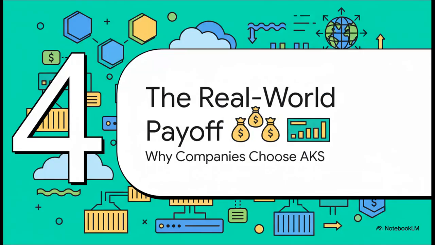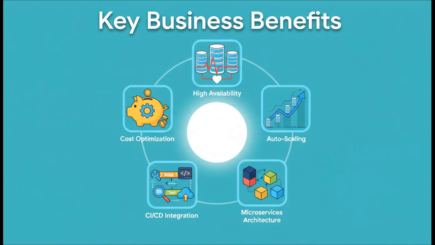So we've covered the what and the how, but now let's talk about the why. Why are so many companies betting on this technology? Let's take a look at the actual real-world payoff. It really all boils down to these key benefits. High availability means your app is resilient and it just stays online, period. Auto-scaling makes sure it can handle any amount of traffic, day or night, without you lifting a finger. It's also the perfect foundation for a modern microservices architecture. Plus, it plugs right into your development pipelines for way faster releases through what we call CI/CD. And because it's so efficient with resources, it almost always leads to significant cost optimization.